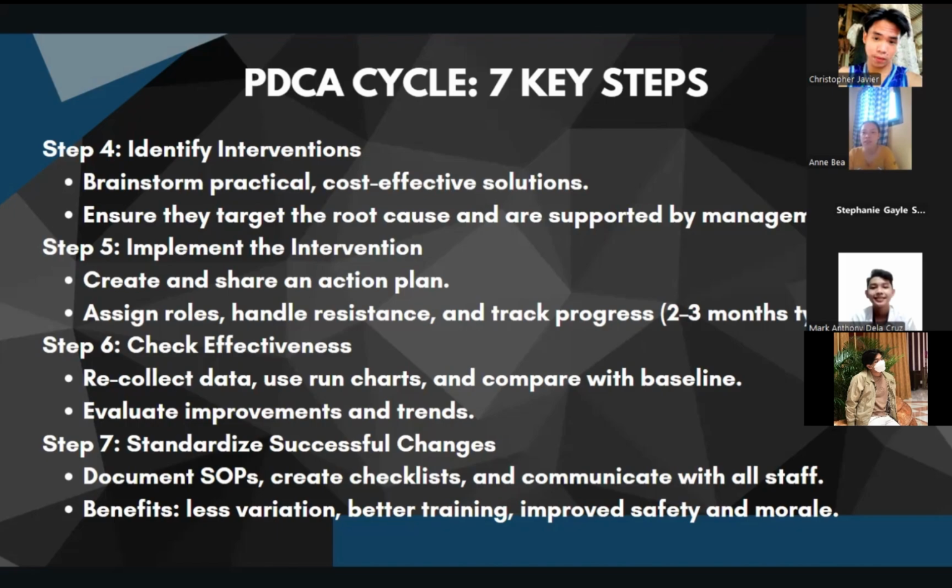And then step 6 is checking the effectiveness of the implementation. The team measures whether the intervention achieved the desired result by comparing new data against baseline data. They use tools like run charts to see trends over time and calculate improvement rates.